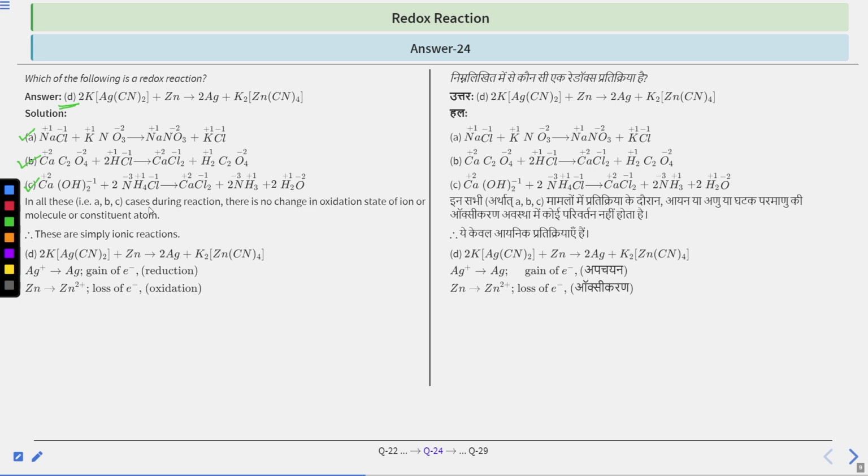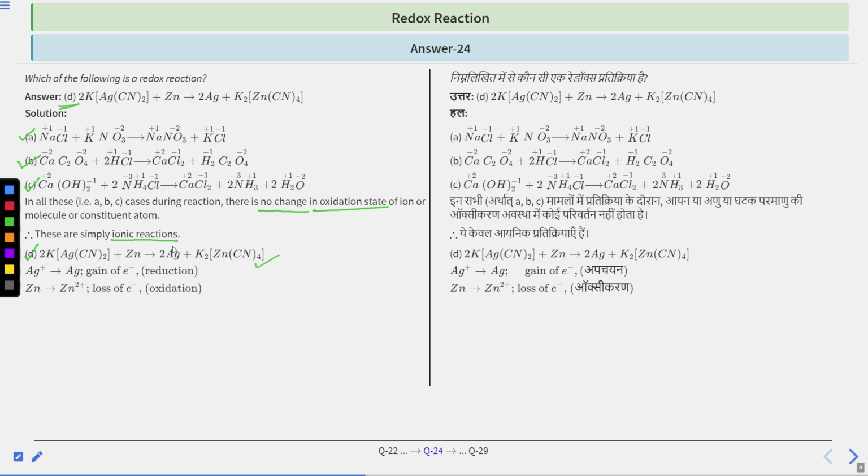So in all these reactions, that is A, B, and C, during reaction, there is no change in the oxidation state of ion or molecule or constituent atom, right? Therefore, these are simply ionic reactions. These are ionic reactions given in the option A, B, and C. And in the D option, we have given 2KAg(CN)2 plus zinc, giving us 2Ag, silver, plus K2Zn(CN)4.